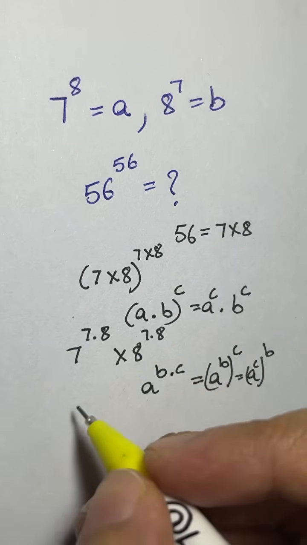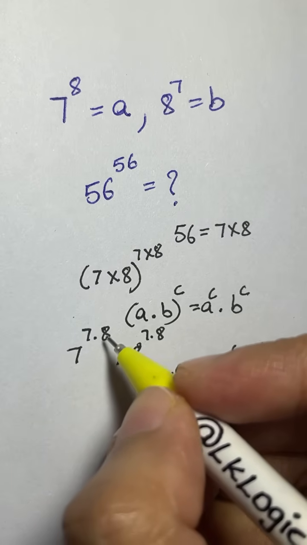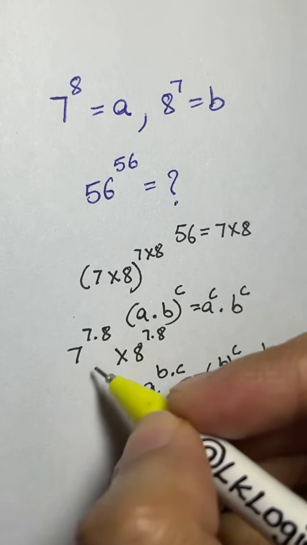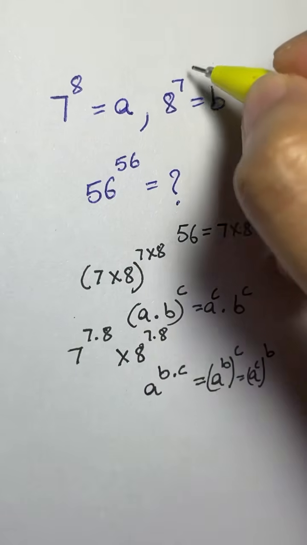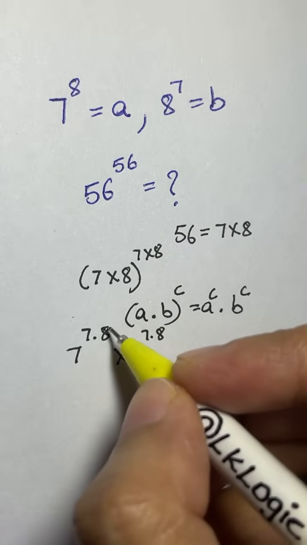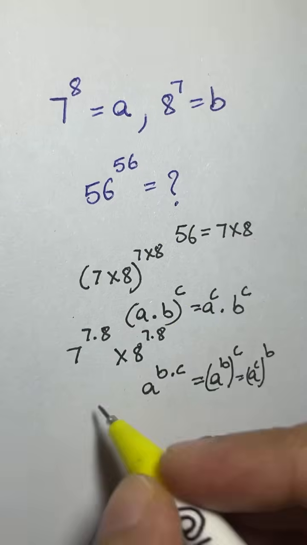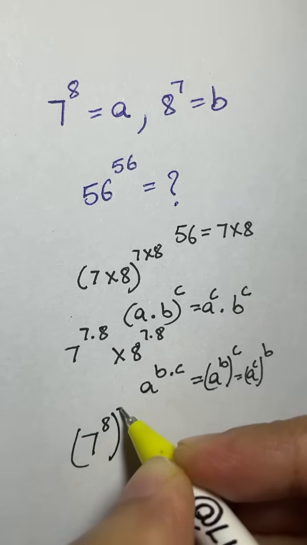So how should I know whether I need to take 7 to the power of 7 or 7 to the power of 8? Let's see the question. We have 7 to the power of 8 and we have 8 to the power of 7. So that will simplify our answer. Let's take 7 to the power of 8, because that's equal to A. So we have 7 to the power of 8 whole to the power of 7.